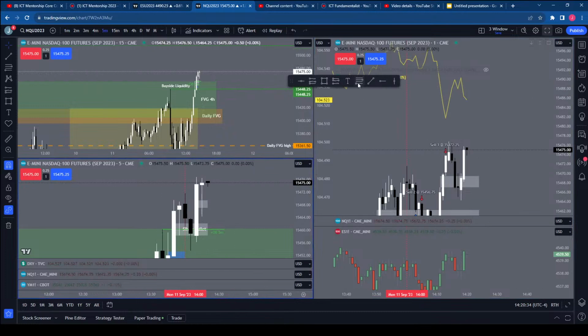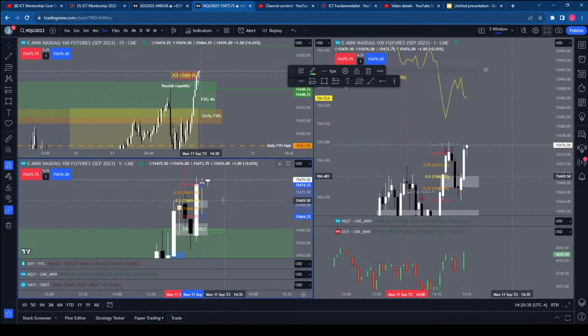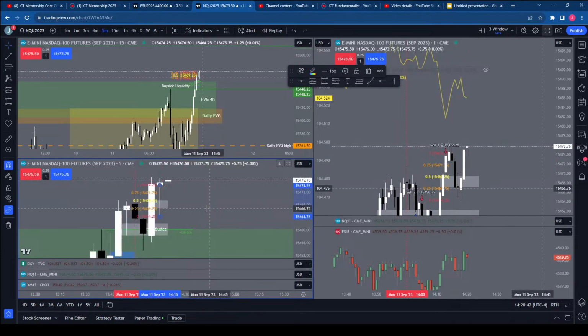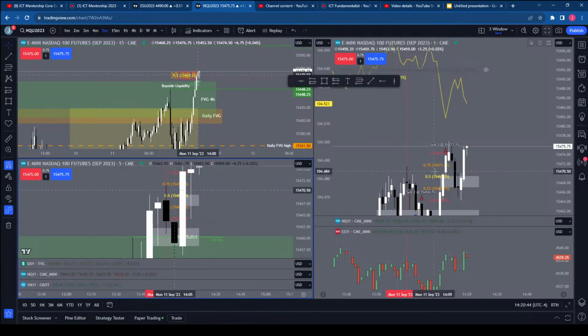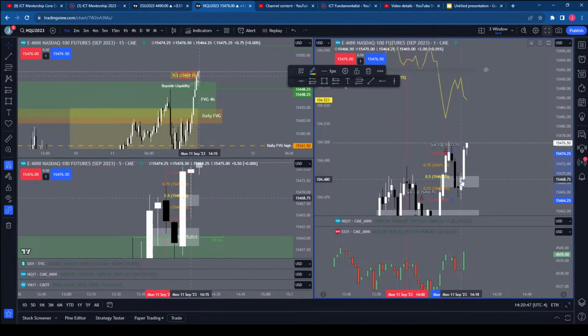For the 5 minute, I'd want to see the 5 minute respect. I want to see this candle respect the wick of this candle. If you look over here, that number coincides nicely with the top of this fair value gap.